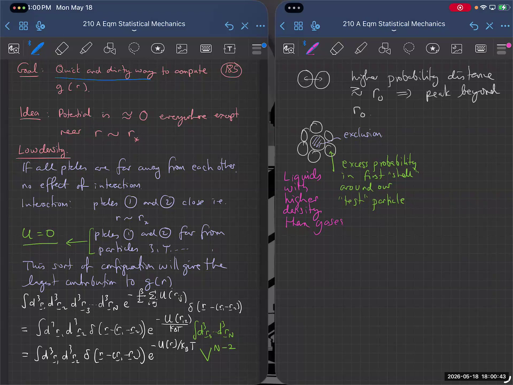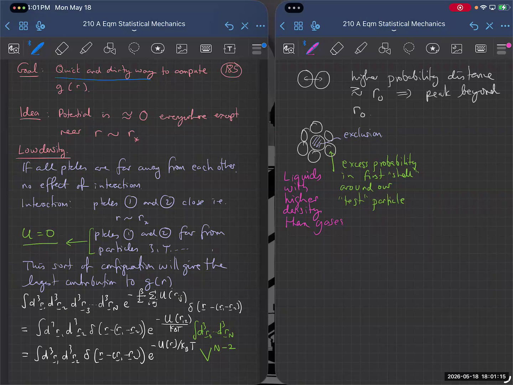Could you explain again, I get why the terms where particles 1 and 2 are close dominate, so why do they have to be far away from the other particles? Why are they far away from 3, 4, and so on? Because if they were near these other particles, then I have to take into account 3 body interactions. So I'm only taking into account 2 body interactions. Why, how do you know that dominates?